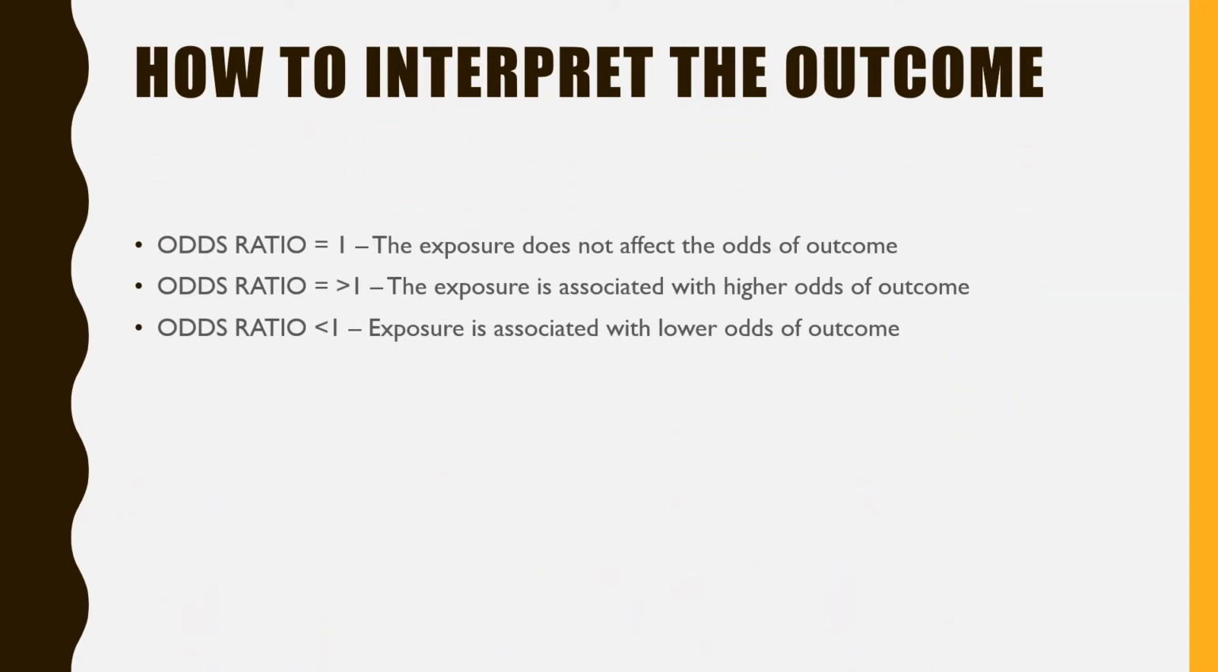So how do we interpret the outcome? Well, if the odds ratio is equal to 1, the exposure does not affect the odds of outcome. If the odds ratio is greater than 1, then the exposure is associated with higher odds of outcome. If the odds ratio is less than 1, the exposure is associated with lower odds of outcome.